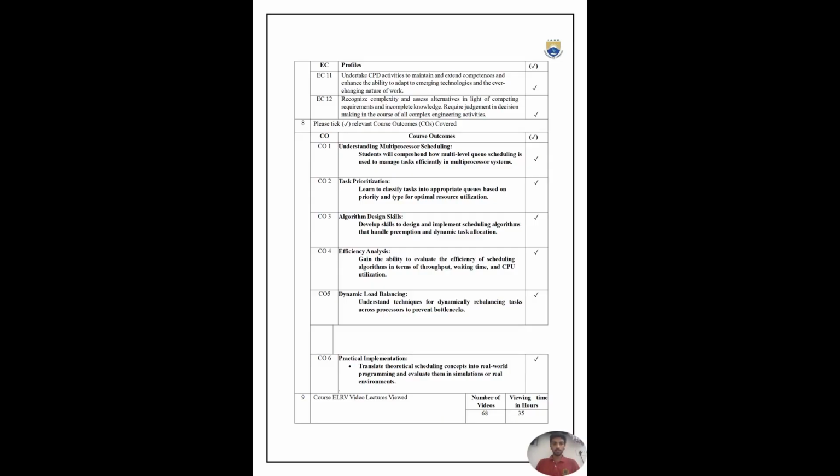Algorithm design skills. Develop skills to design and implement scheduling algorithms that handle preemption and dynamic task allocation. The fourth outcome is gaining the ability to evaluate the efficiency of the scheduling algorithms in terms of throughput, waiting time, and CPU utilization. The fifth outcome is dynamic load balancing: understanding techniques for dynamically rebalancing tasks across processors to prevent bottlenecks. The sixth one is practical implementation: translate theoretical scheduling concepts into real-world programming and evaluate them in simulation or real environments.